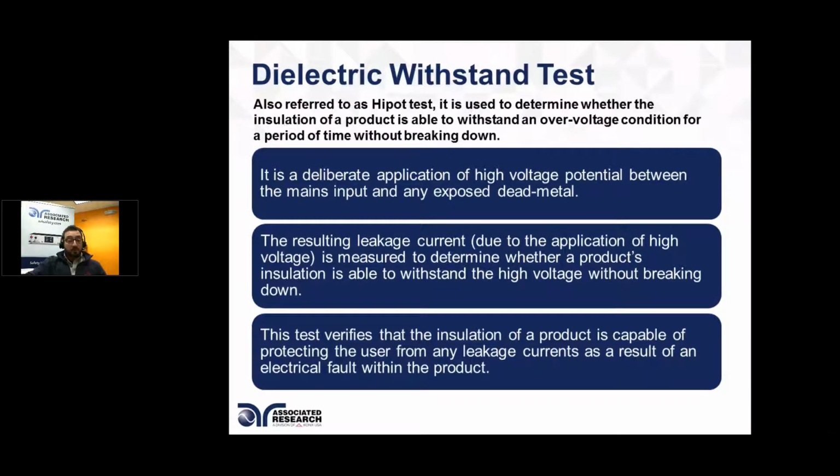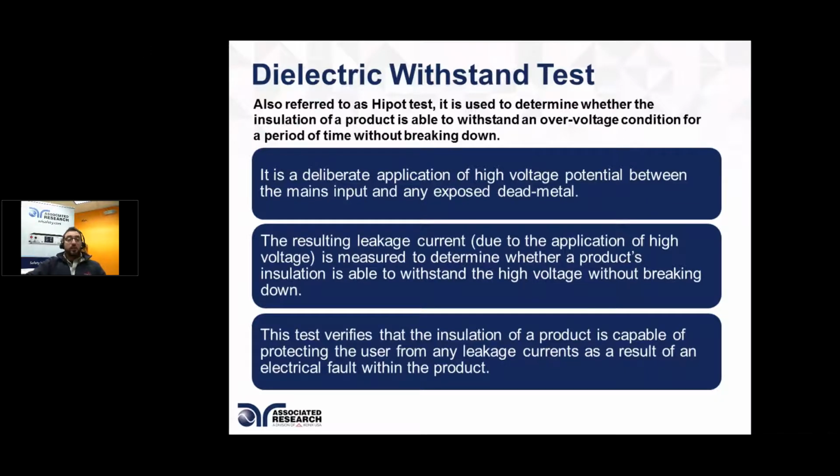Now, as we know, the first two tests that we talked about, the ground bond and ground continuity, are meant to test the ground circuit of the device, so any device that has a ground connection. Now, the dielectric withstand test and the next test that we're going to talk about, the insulation resistance test, which is also very similar to the dielectric withstand test, are meant to stress the insulation or the dielectric, which in this case is the insulation of any device.